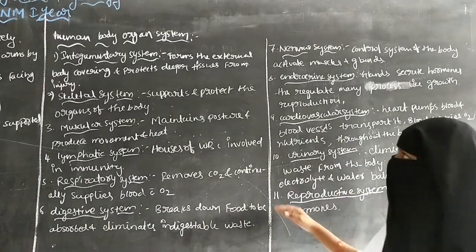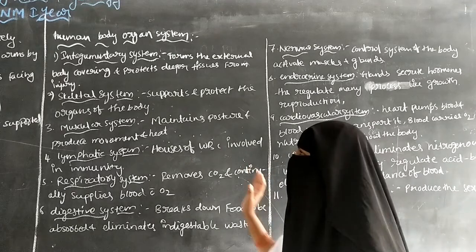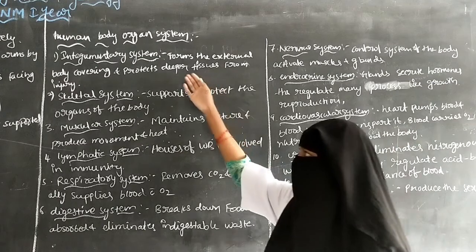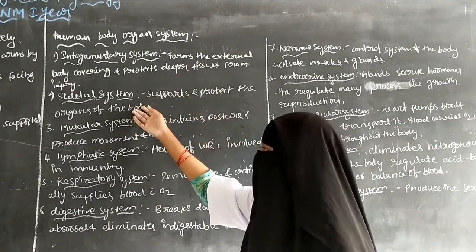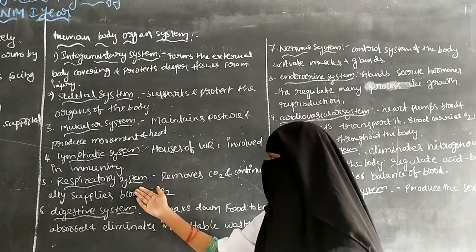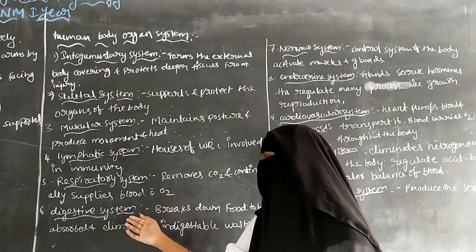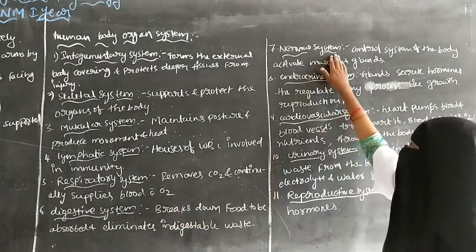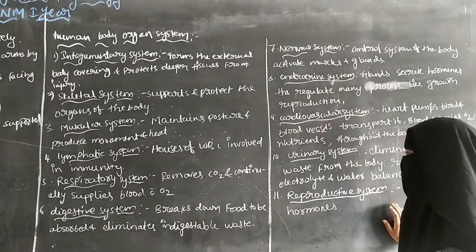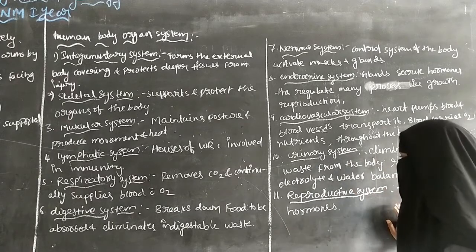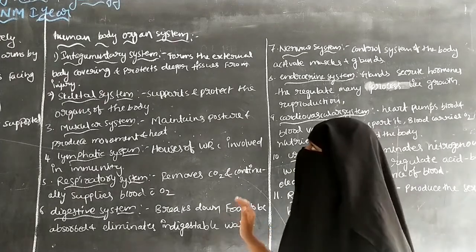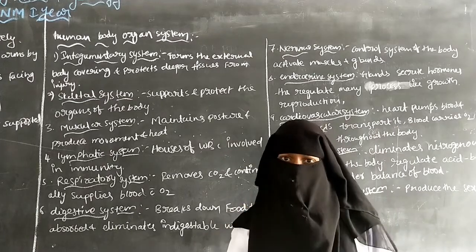These are all the human body organ systems, which include 11 systems. First is the integumentary system, then the skeletal system, muscular system, lymphatic system, respiratory system, digestive system, nervous system, endocrine system, and cardiovascular system. Next is the urinary system, and last is the reproductive system. So it completes the human body organ systems. Thank you.